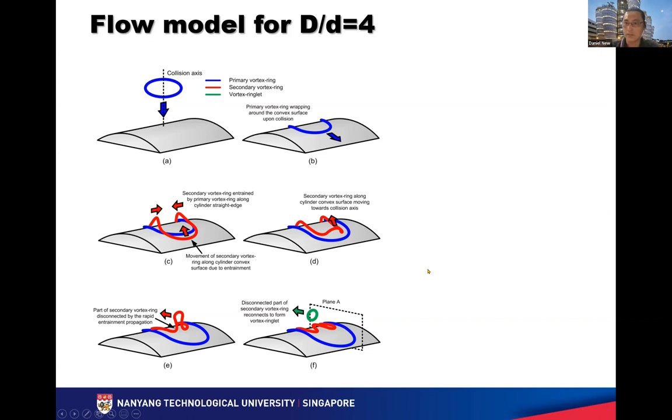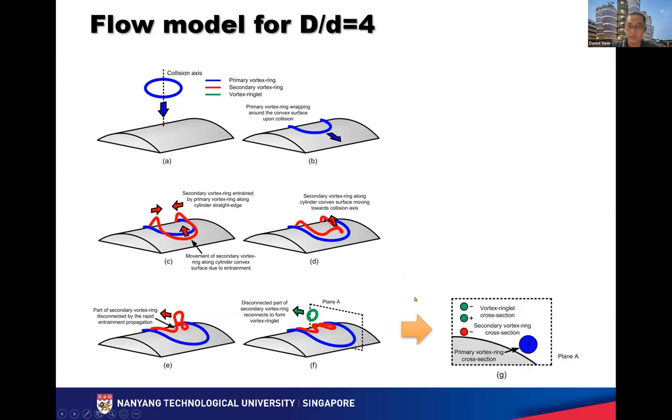Now, is there a way to compare with the experimental results? In this case, we do not have 3D experimental results per se, but we do have the 2D visualizations. So what we did to validate this flow model was to come up with a hypothetical cross-section, to basically come up with what we think we'll see if we were to do a visualization experiment. If we take a cross-section here, these will be the cross-sections and the various vortex cores we're supposed to see, if this flow model is plausible.